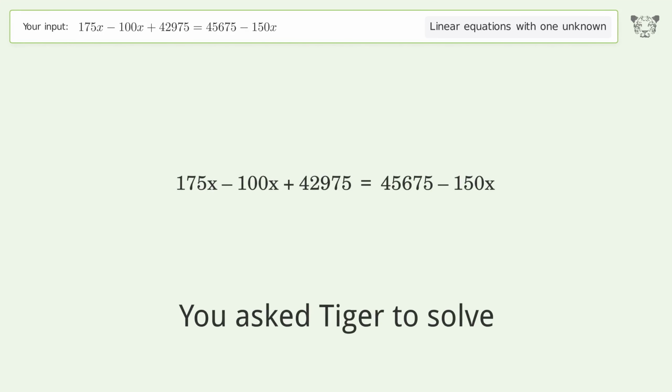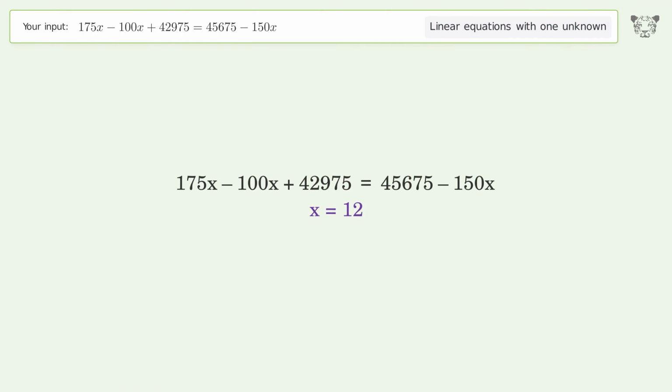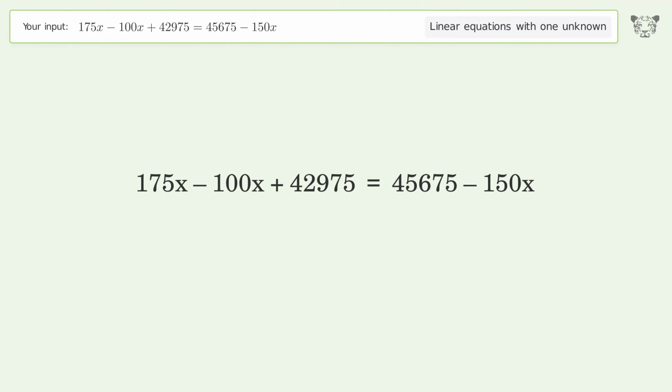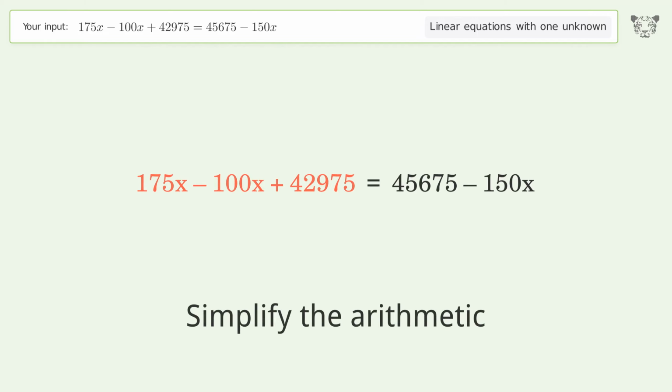You ask Tiger to solve. This deals with linear equations with one unknown. The final result is x equals 12. Let's solve it step by step. Simplify the expression. Simplify the arithmetic.